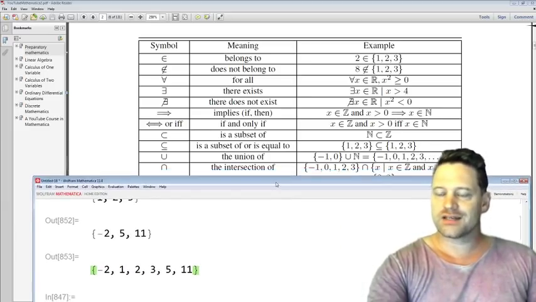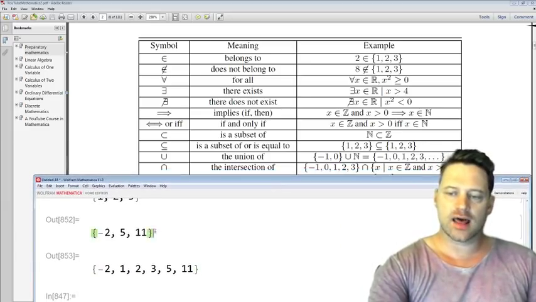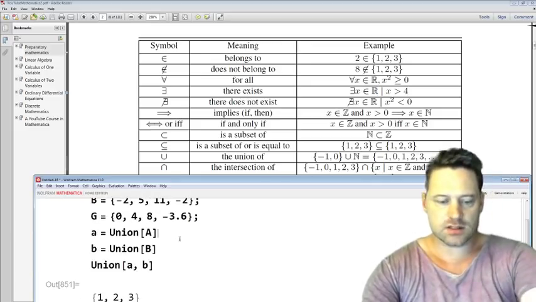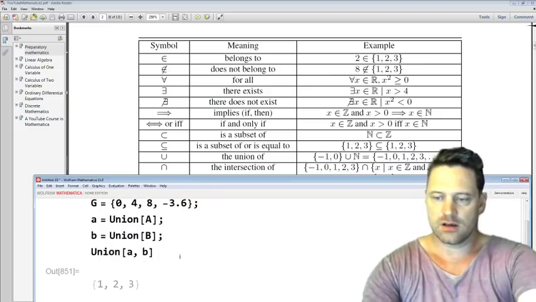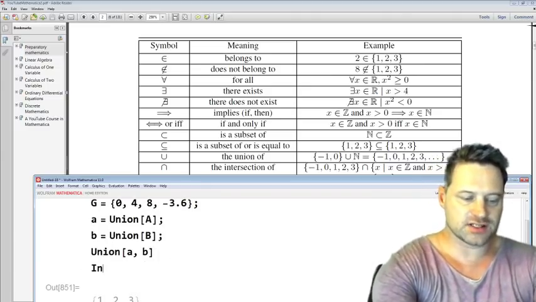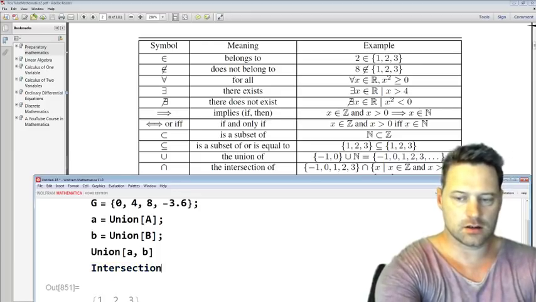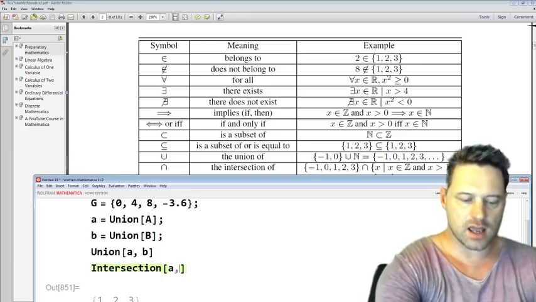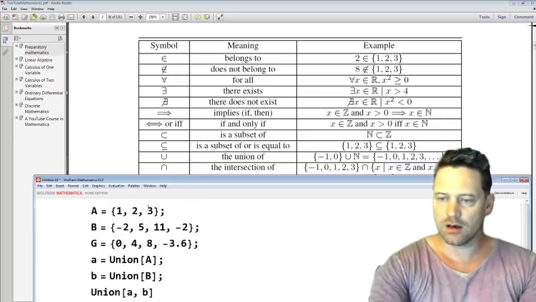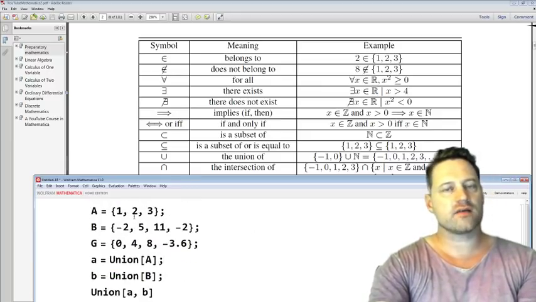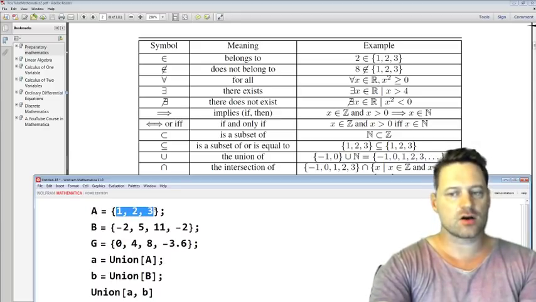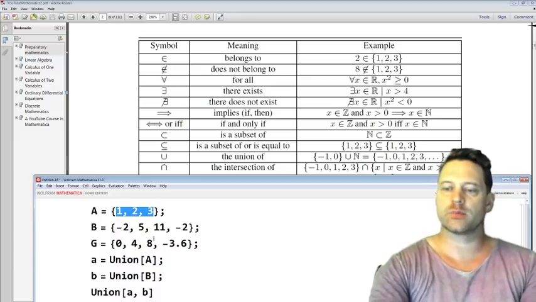Okay, then we have intersection. So let's look at this in Mathematica, and I'll put semicolons after these. Okay, so we'll keep union shown. Intersection of A and B. All right, let's think about this. If we're looking at what A and B are, what do they have in common? That's the intersection. Which elements do they have in common, or the collection of all common elements?